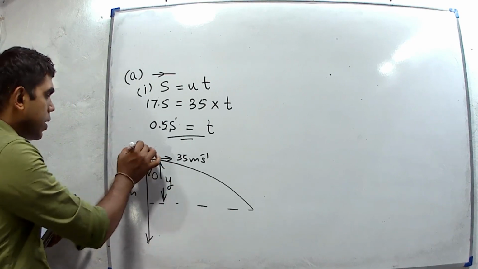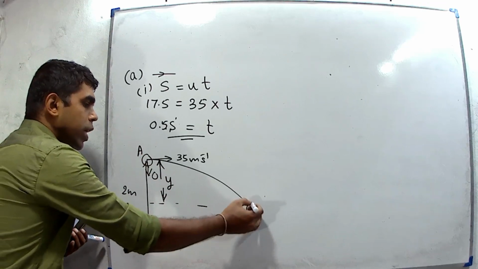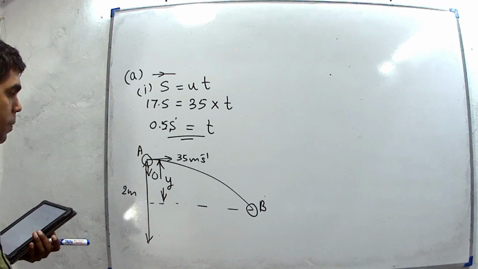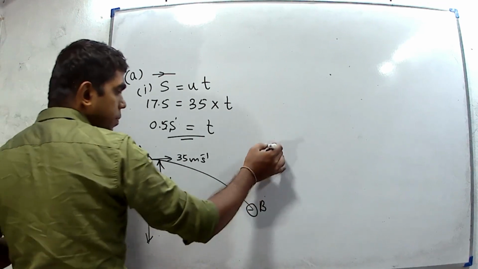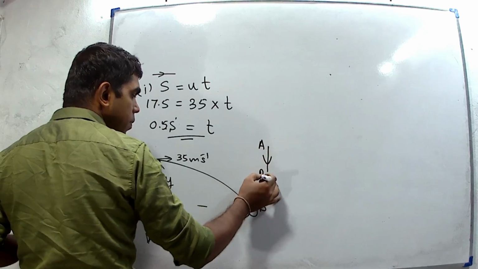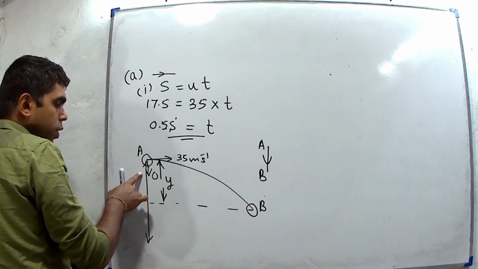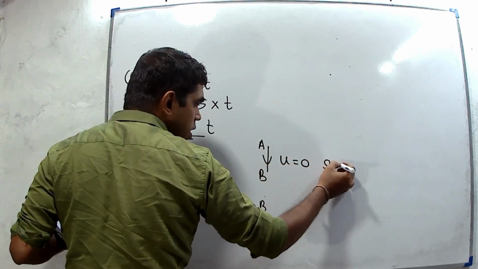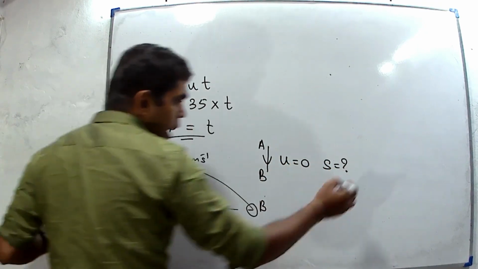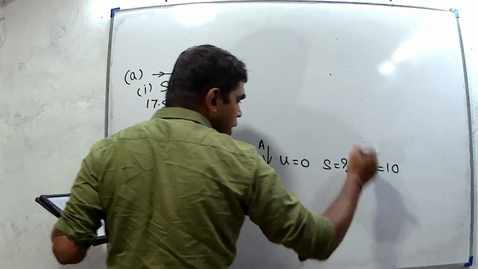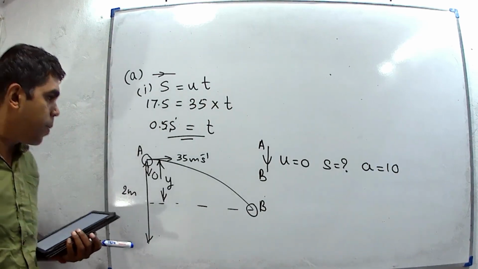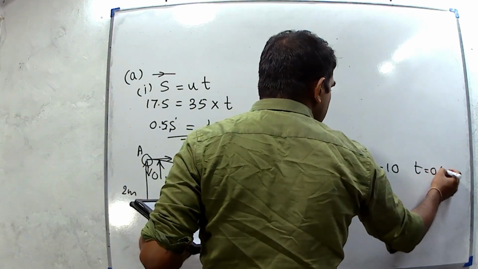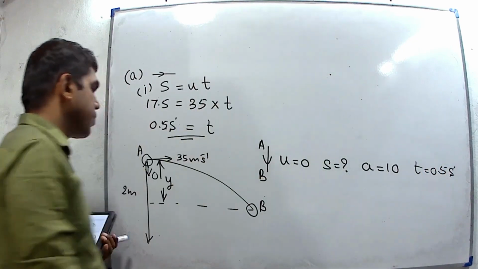Then we can use an equation of motion under gravity between A and B. We know that initial velocity is 0 and we have to find the distance. We know that acceleration is under gravity, it is 10 in the downward direction. And we know that time is 0.5 seconds, found in part 1.